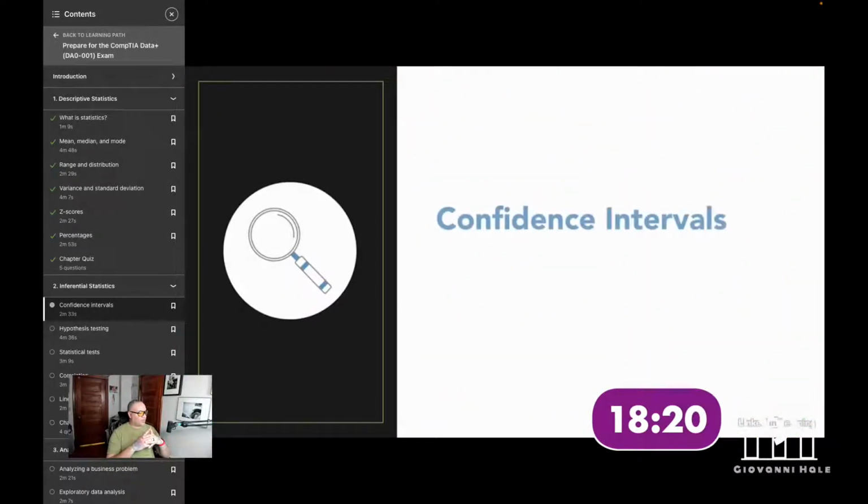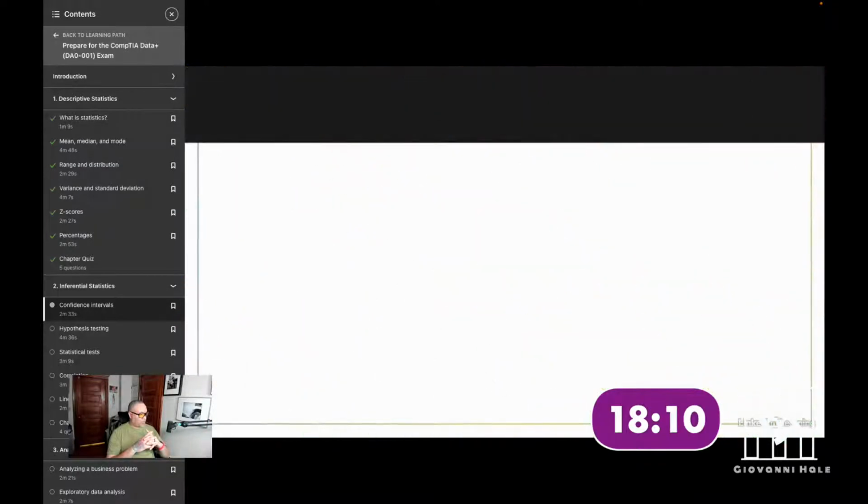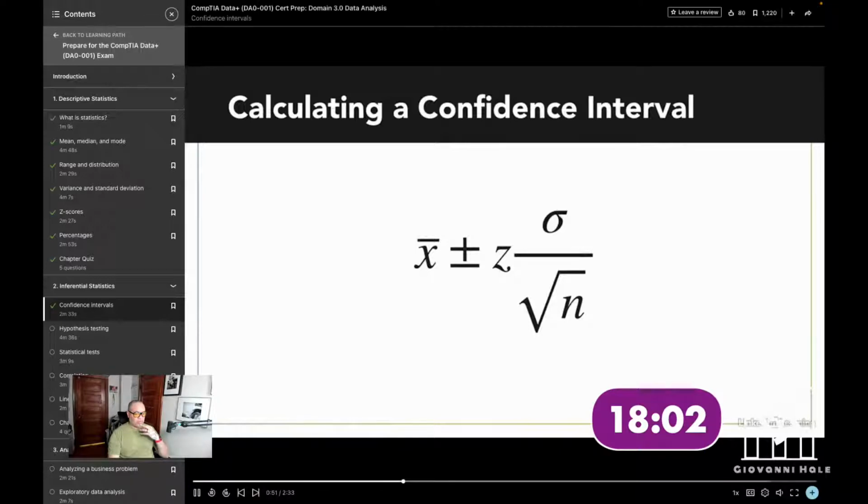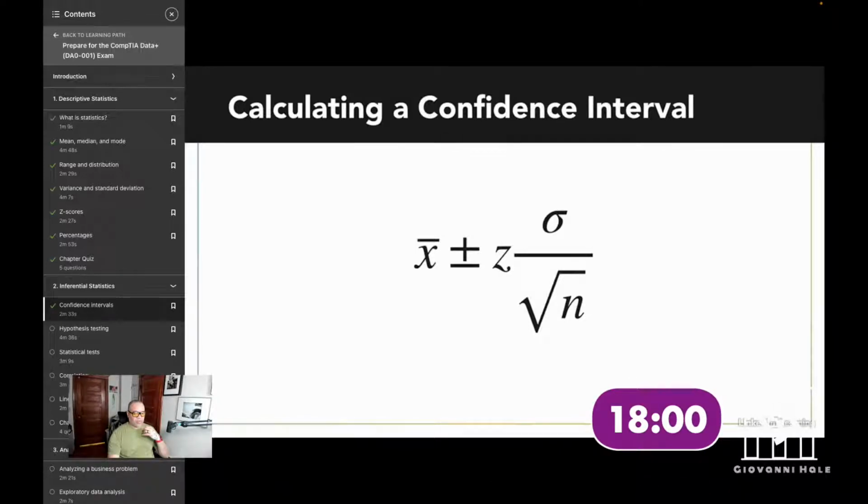Confidence intervals allow us to estimate how close a sample mean might be to the actual population mean. Confidence intervals are a powerful tool that allow us to put bounds around our estimates. Here's the formula for computing a confidence interval for a sample. You've already seen all the elements of this formula individually, so now we're just putting them together in a different way. Let's walk through them.